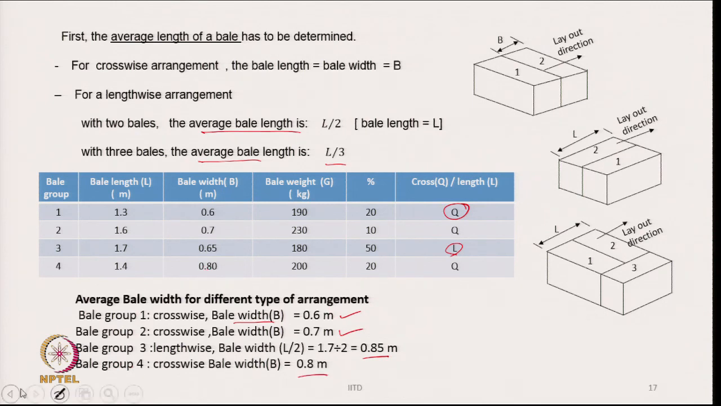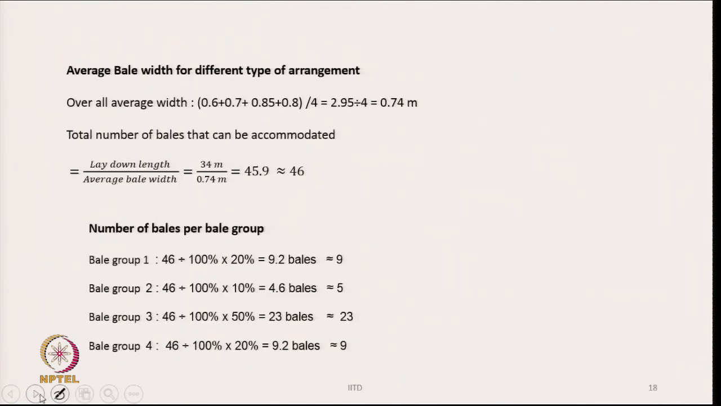So, these are the various widths, and therefore the overall average width is going to be the summation of these divided by 4, because there are 4 types of grouping and 4 types of arrangement. That gives you a value of 0.74 meter. Therefore, the total number of bales that can be accommodated in a laydown length of 34 m is 34 meter divided by 0.74. This means 45.9, that is roughly 46 bales we can accommodate in the 34 meter length of the track.